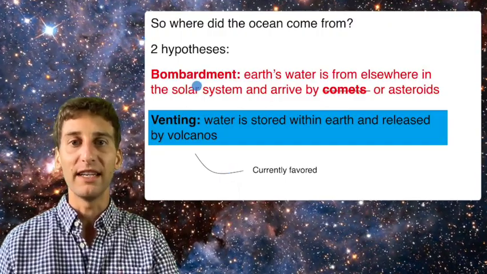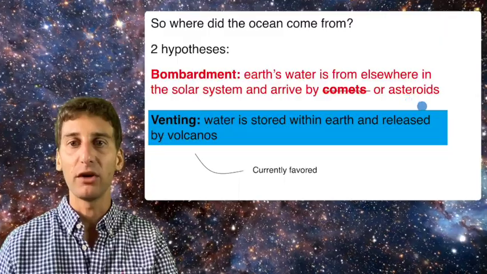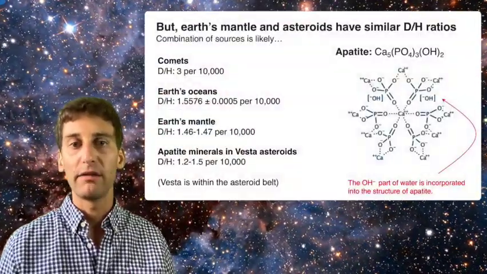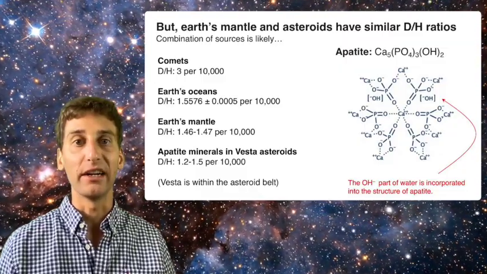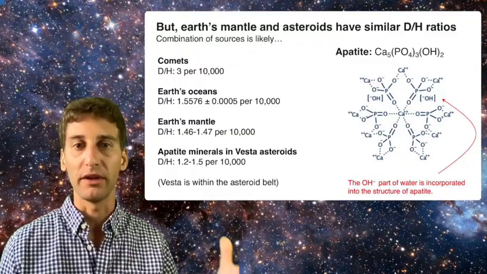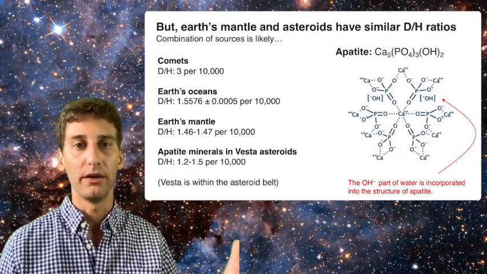This bombardment idea is really ruled out by comets, but there's a bit of a caveat here in that we haven't totally ruled out the possibility of asteroids. However, we can't really rule out asteroids entirely. We have a couple samples of asteroids that have fallen to Earth as meteorites, and we've been able to measure the deuterium to hydrogen ratio of those asteroids.